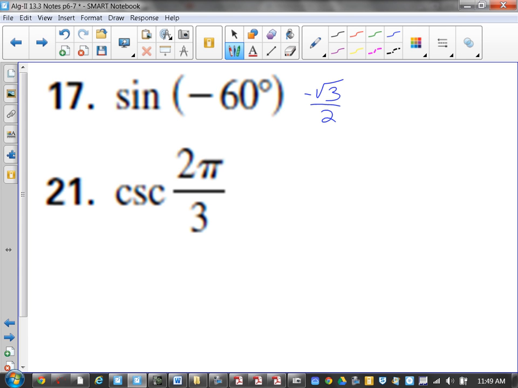Cosecant, 2 pi over 3. Gives me the second quadrant. Has a reference angle of? 60. So cosecant is the inverse of sine. So sine of 60 was root 3 over 2, so the inverse is 2 over root 3, which is 2 root 3 over 3. And is sine positive or negative in the second quadrant? Positive. The y value.